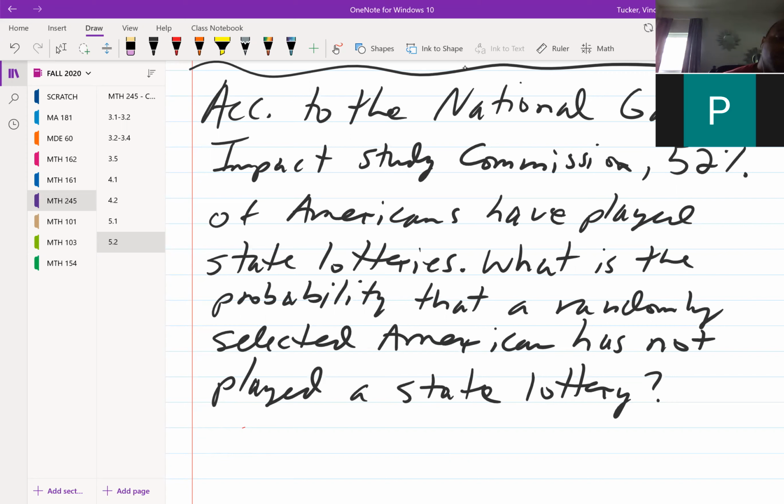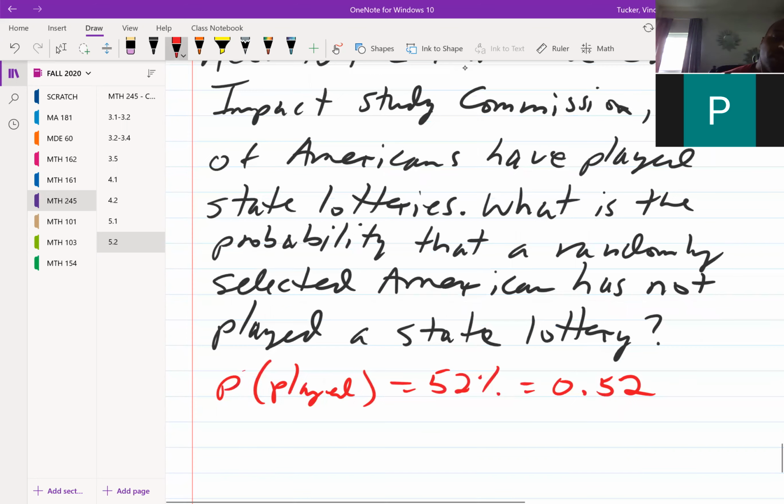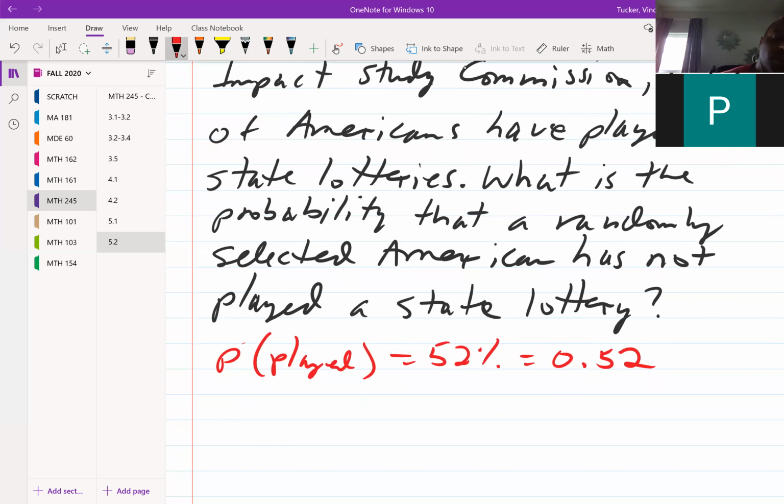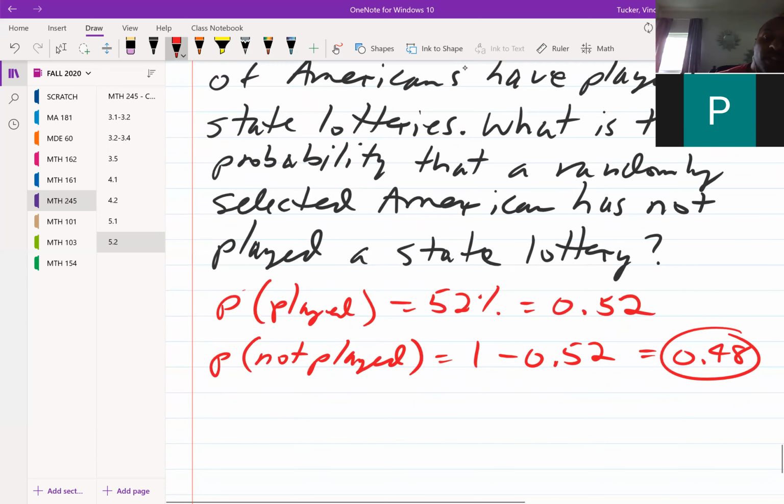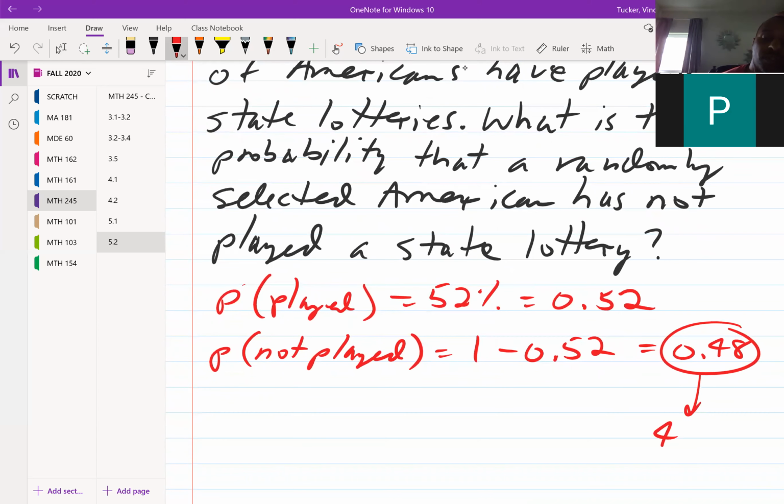Let me just do it like this. The probability of people that played the lottery is 52%, which of course is 0.52. So for the percentage of Americans that have not played, you would just do 1 minus 0.52, which is 0.48, or 48%, and that'll be your answer. MyMathLab will let you know if they want it in percentage or if you can leave it in decimal. Either one is good enough.